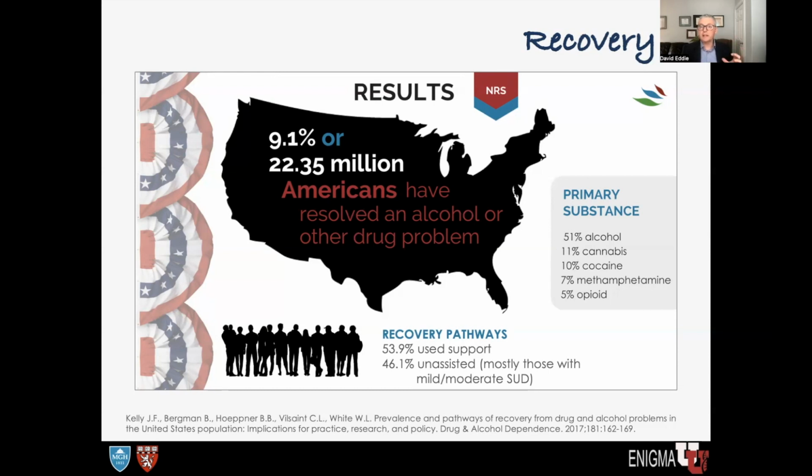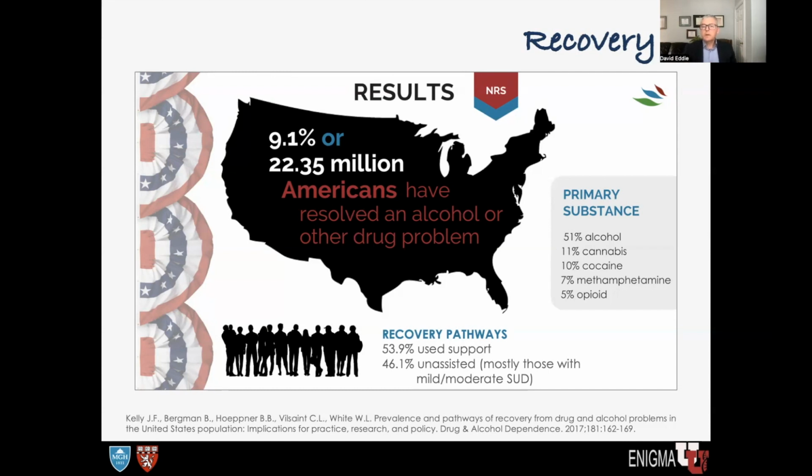And you think as well about the collateral effects of SUD on friends, family, the economy. This is one of the biggest public health concerns facing America, and certainly probably any Western country, and probably many, many countries around the world.